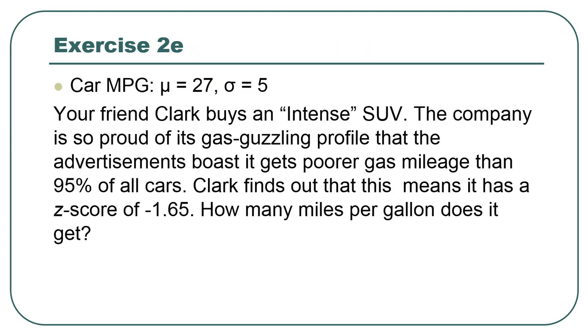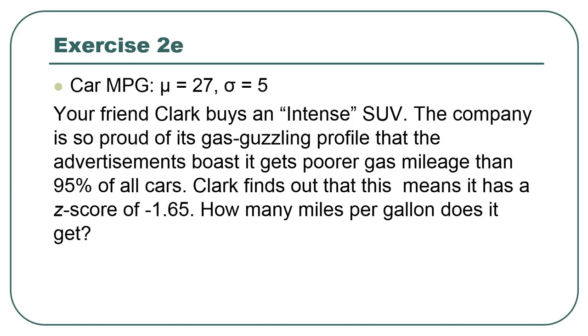So let's say your friend Clark buys an intense SUV. The company's so proud of it that it says it's poorer gas mileage than 95% of all cars. So Clark uses some tools we haven't learned yet and figures out that this means it has a z-score of negative 1.65. How many miles per gallon does something get in this distribution of a mean of 27, standard deviation of 5, with a z-score of negative 1.65? I strongly recommend that you stop the video now and go figure this out.